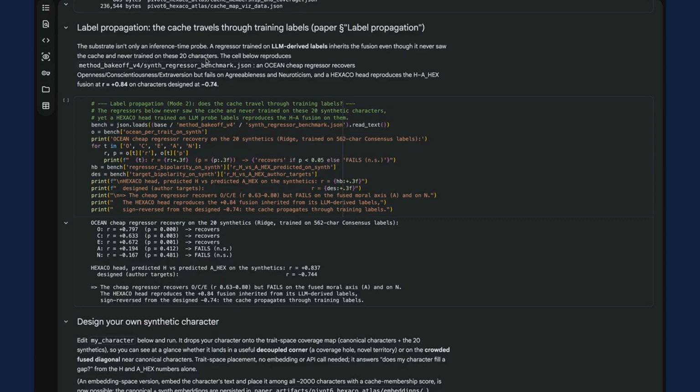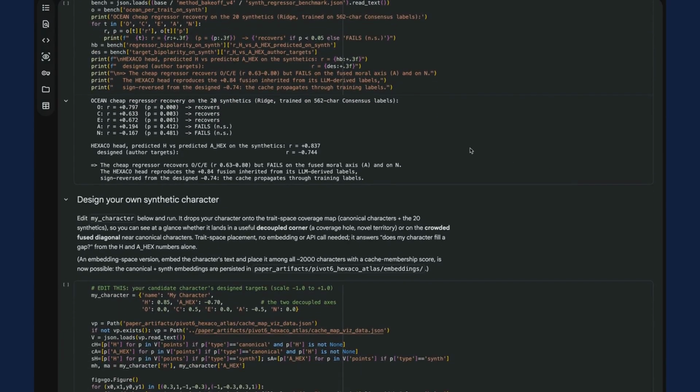A reviewer or researcher can design their own decoupled character and confirm it lands out of cache, with a maximum cache similarity of 0.39, novel territory the training corpus never covered.